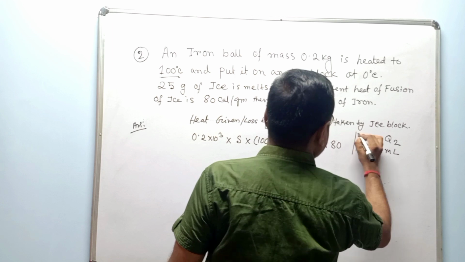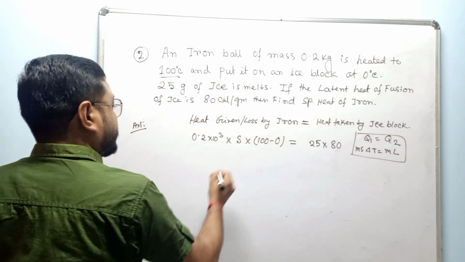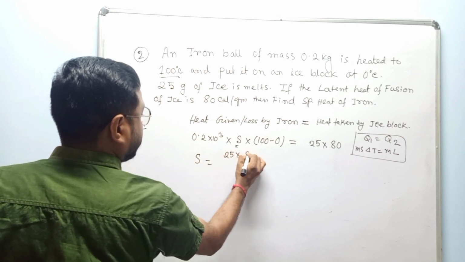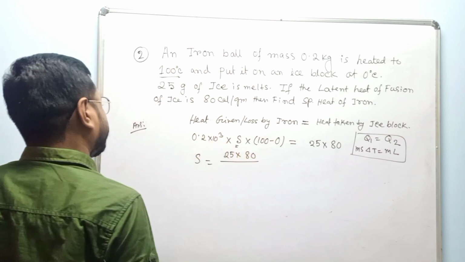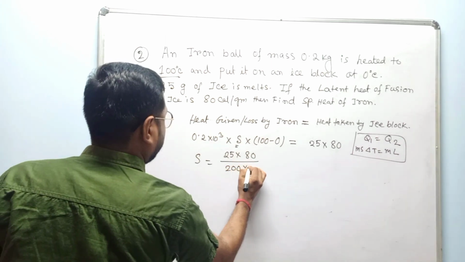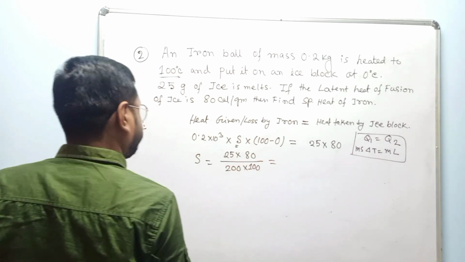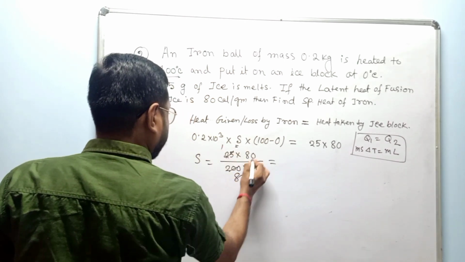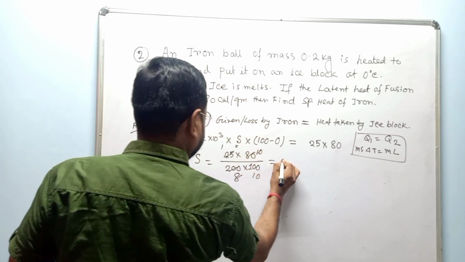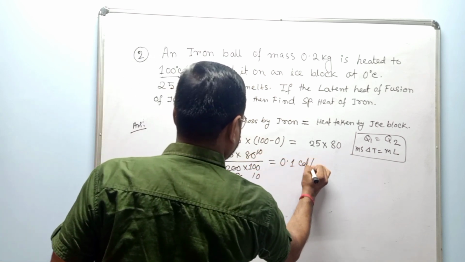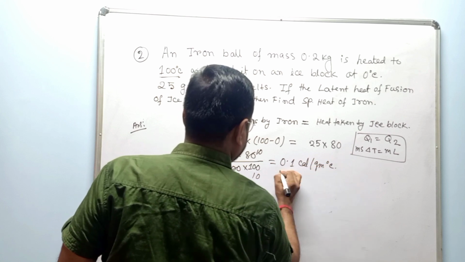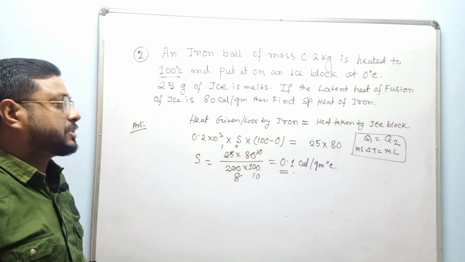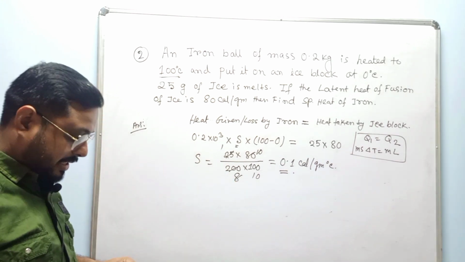I hope you understand. From this we can easily find S. The value of S will be 25 into 80 divided by 0.2 into 1000 means 200 into 100, which gives 0.1 calorie per gram degree centigrade. So the specific heat of iron is 0.1 calorie per gram degree centigrade. This is another type of problem.